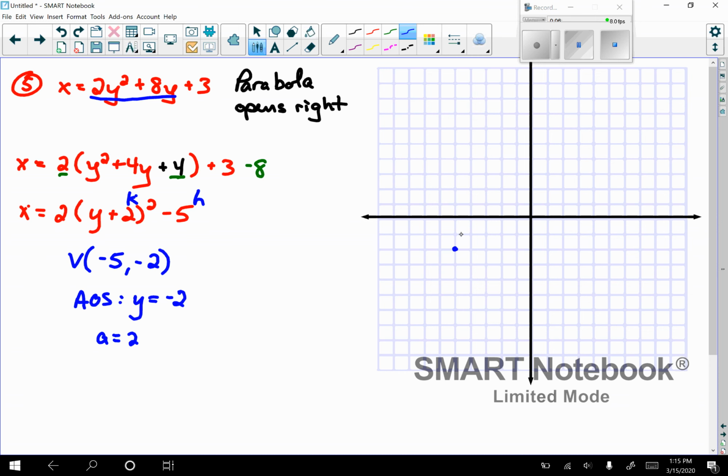So now when I go up 1, I'm counting to the right 2, down 1 to the right 2, up 2, 2 squared is 4, but I need to double it, so I need to go 8 to the right. And then again down 2, 8 to the right. So I have a stretched out parabola here. And again, drawing in that axis of symmetry at y equals -2.